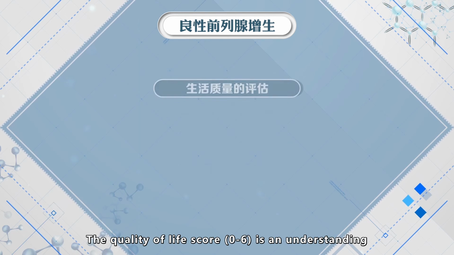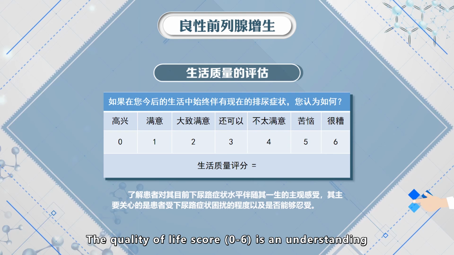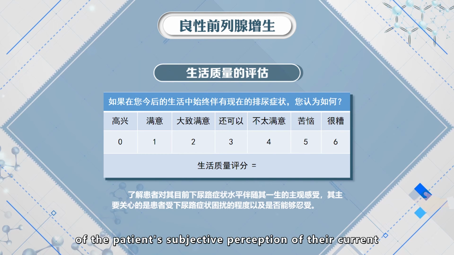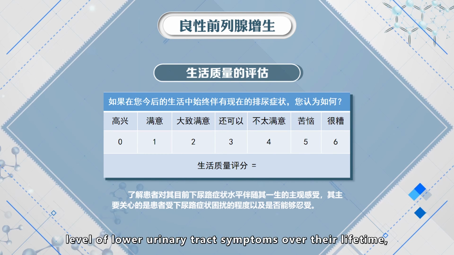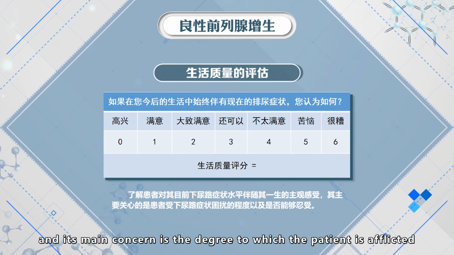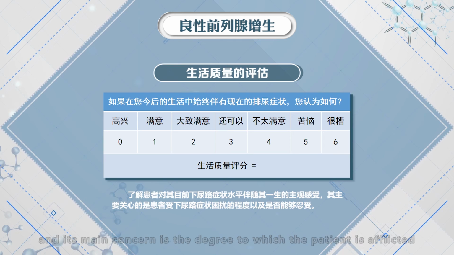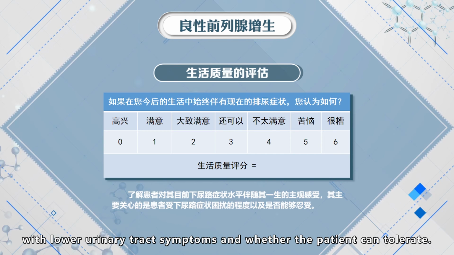The quality of life score, 0 to 6, is an understanding of the patient's subjective perception of their current level of lower urinary tract symptoms over their lifetime. And the main concern is the degree to which the patient is afflicted with lower urinary tract symptoms and whether the patient can tolerate it.